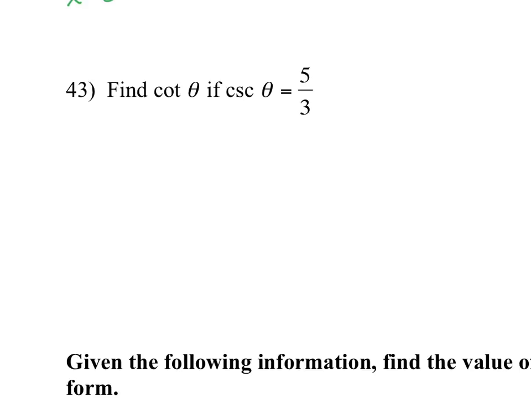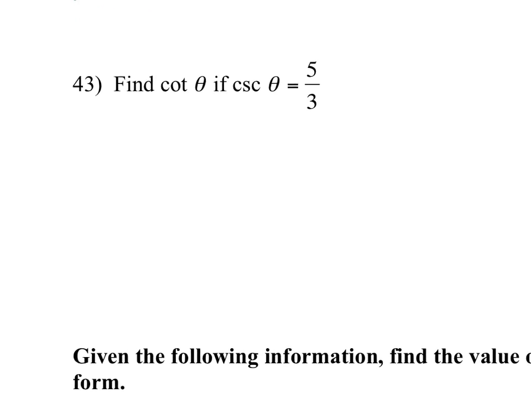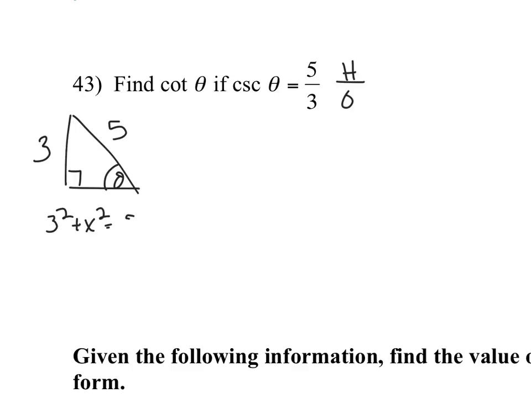Cosecant is 5 over 3. Find the cotangent. Cosecant is the reciprocal of sine again. Sorry, I did the same one. Okay, so cosecant is the reciprocal of sine, so it's hypotenuse over opposite again. So the opposite is 3, the hypotenuse is 5. I'm putting my theta there. Doing the Pythagorean theorem, do all the math, and x winds up being 4. So we want to do cotangent.